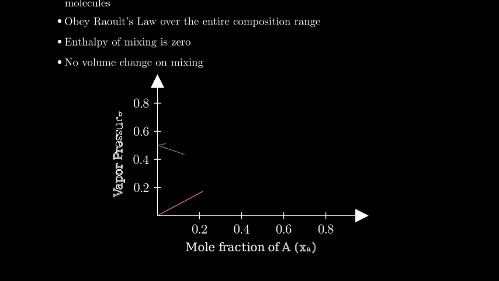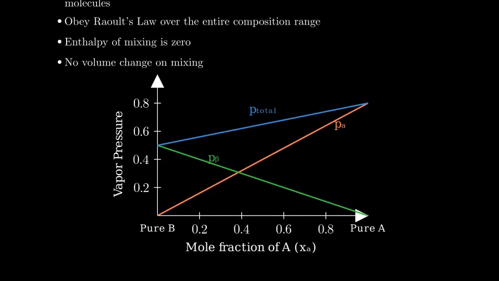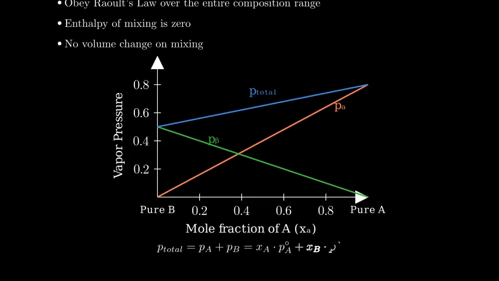For an ideal solution of two volatile liquids, A and B, the total vapor pressure follows Raoult's law for both components. The total vapor pressure, P total, is the sum of the partial vapor pressures. P total equals Pa plus Pb in this graph. Xa represents the mole fraction of component A, and Xb equals 1 minus Xa.